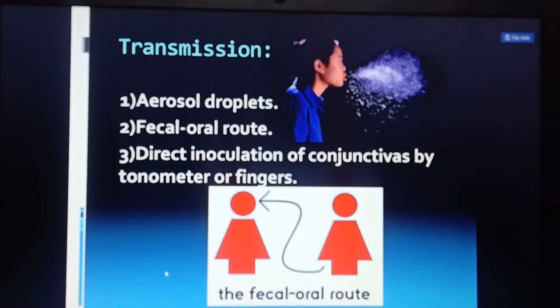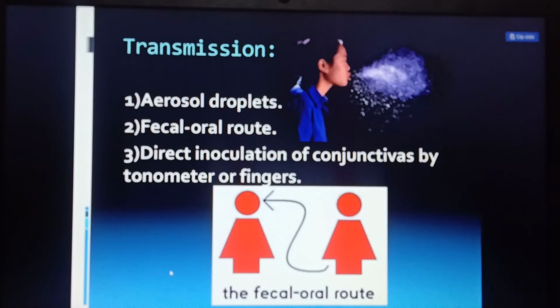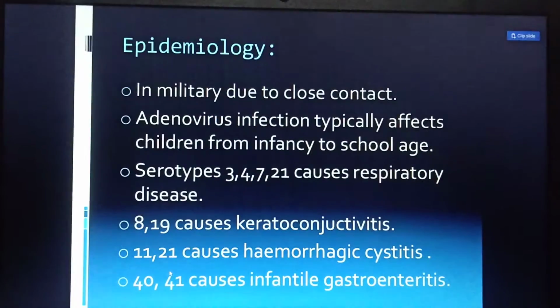Okay, so there, one woman is coughing, right? In that form, the aerosol means through air droplets they are going to infect, and also the fecal-oral route and direct inoculation of the conjunctiva by tonometry or the fingers. Tonometry is an eye examination. So by that, or by the fingers, whenever you make contact with the eye, through infected hands, transmission is going to occur.